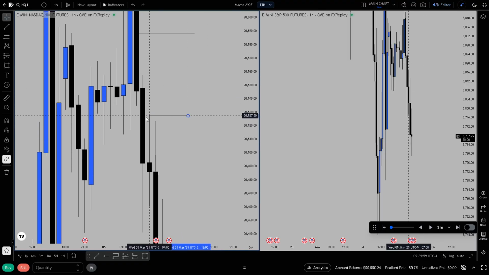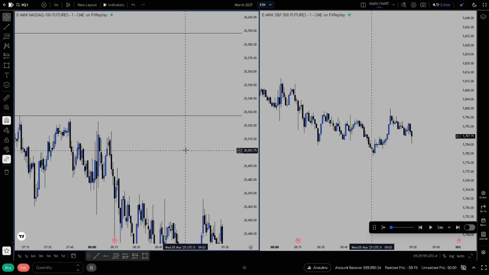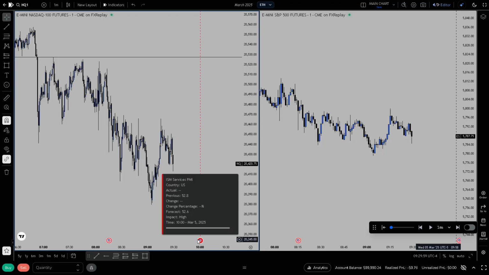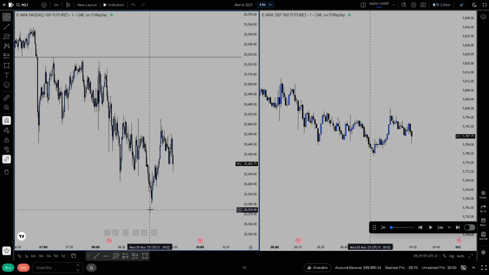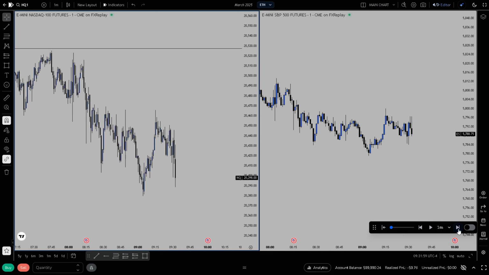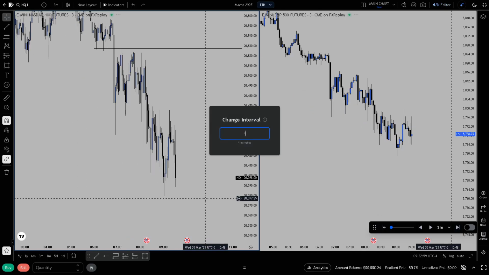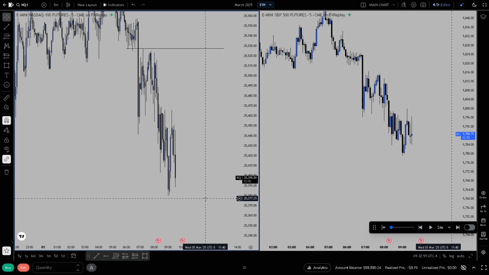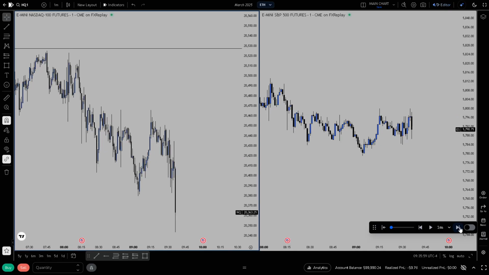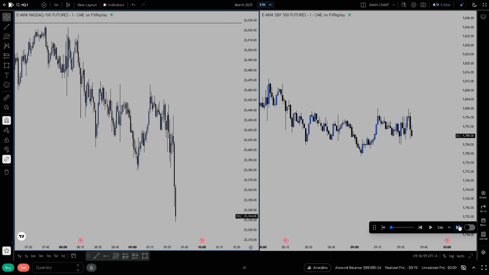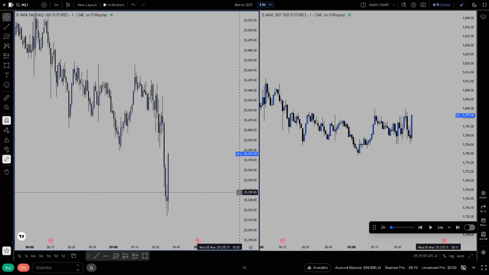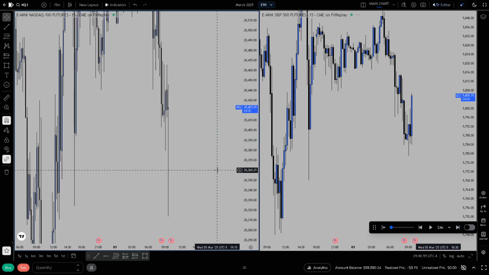Why does my chart look like that? There we go. Alright, we'll see here. What news do we have? PMI as well. Not going to take this long here.